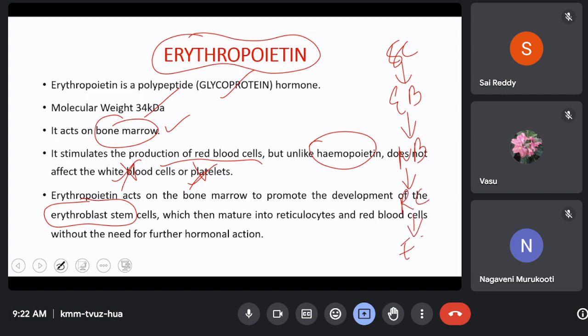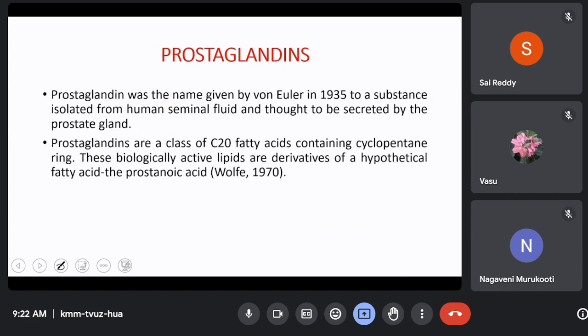Finally, erythrocytes are said to be produced. So this entire process of development of erythroblast stem cells, which mature finally to normoblasts and then reticulocytes and form into erythrocytes or red blood cells, is said to be under the control of the erythropoietin hormone.